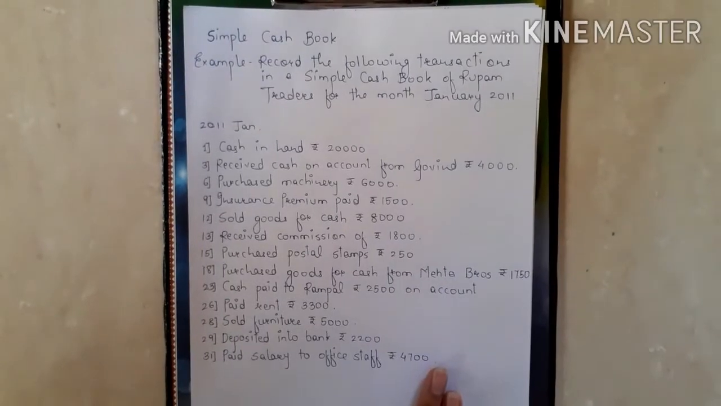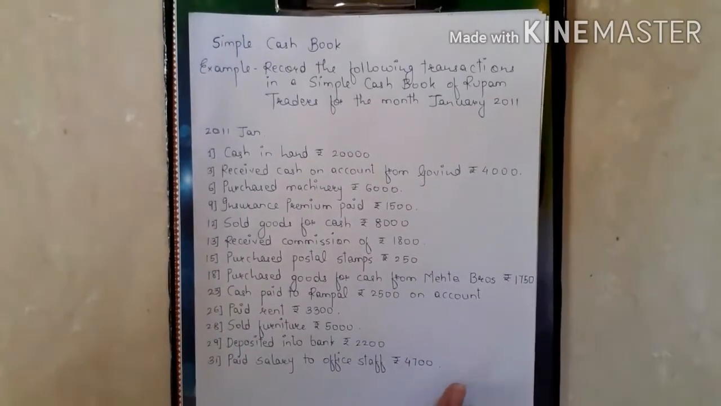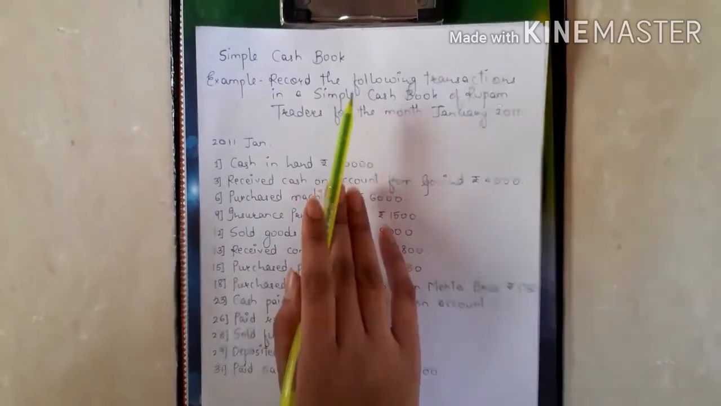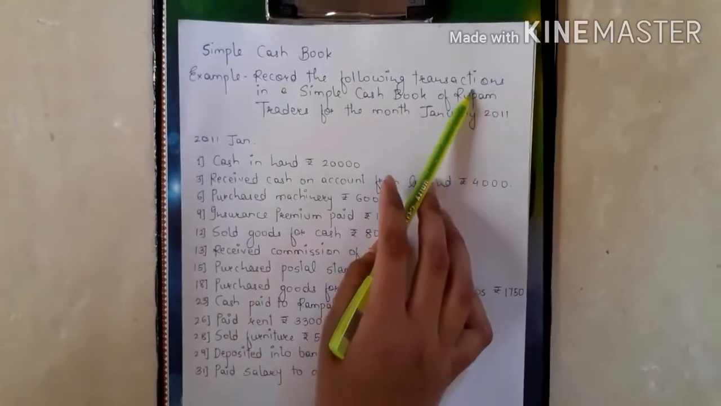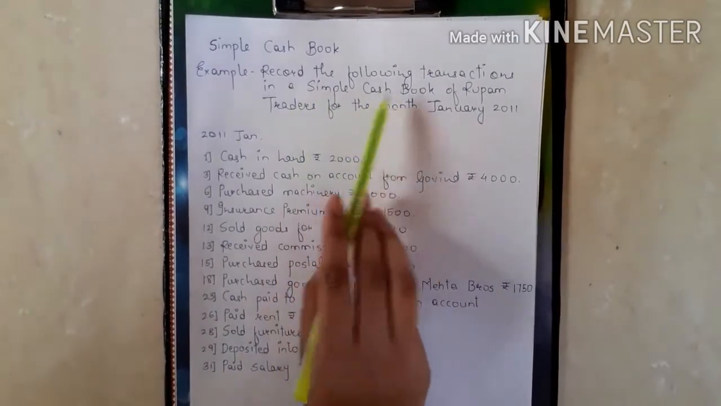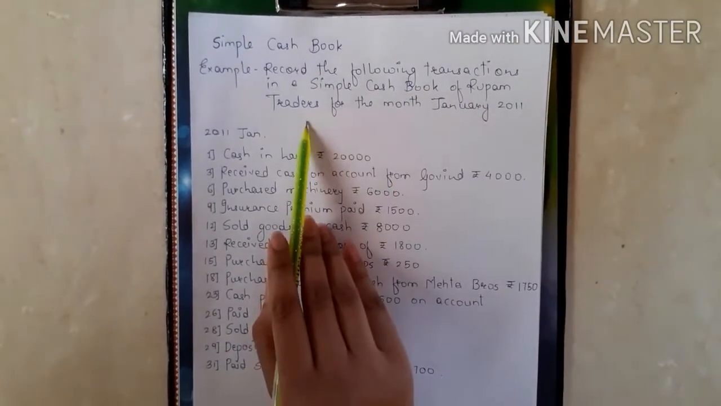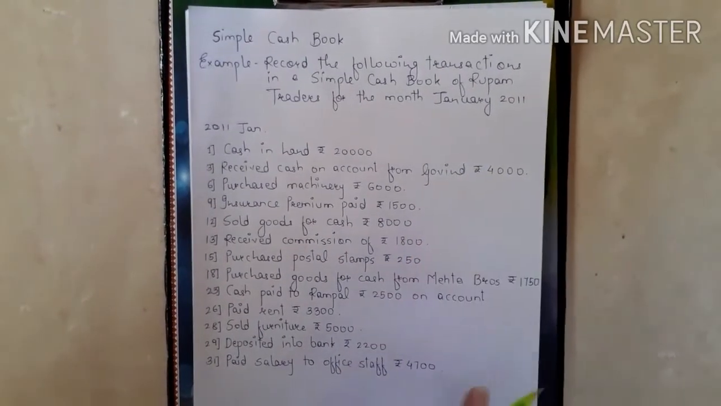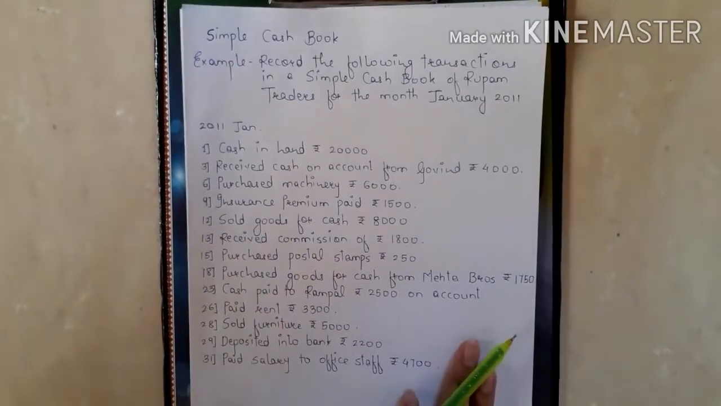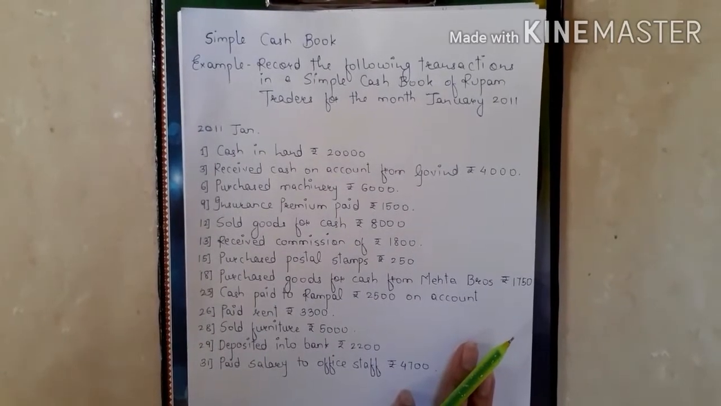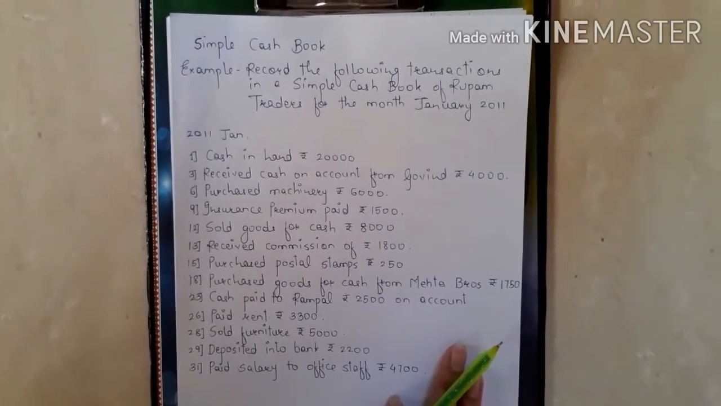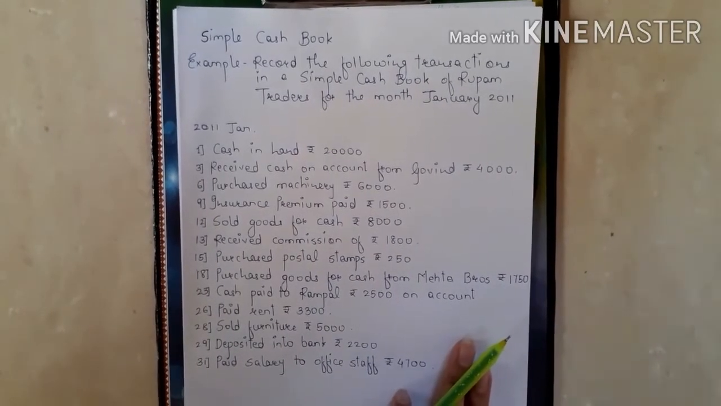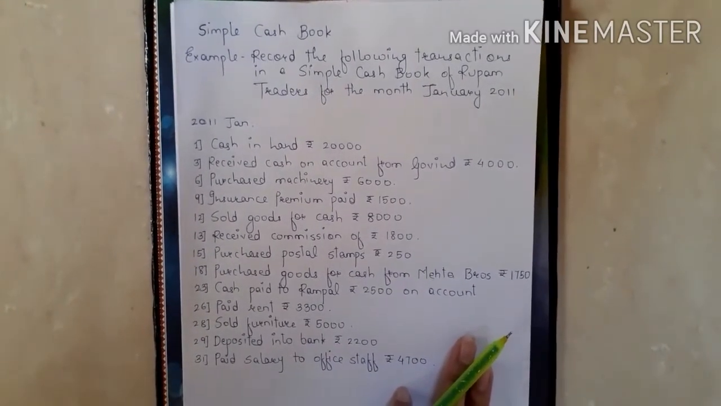So the first example of simple cash book we are going to see. Let's see what this example is about. Record the following transactions in a simple cash book of Rupam Traders for the month of January 2011. So these are the transactions of Rupam Traders, and we have to record all of them in a simple cash book for January 2011.